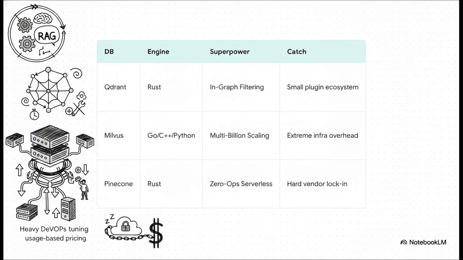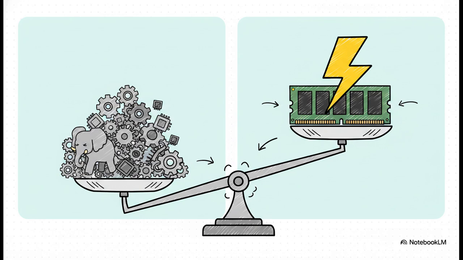Then you have Milvus, built for multi-billion vector scaling, but that brings extreme infrastructure overhead requiring some heavy DevOps tuning. Or consider Pinecone, a closed-source serverless option that offers this great zero-ops experience, but traps you in hard cloud vendor lock-in with some aggressive usage-based pricing. You also have to weigh those dedicated engines against traditional database extensions.